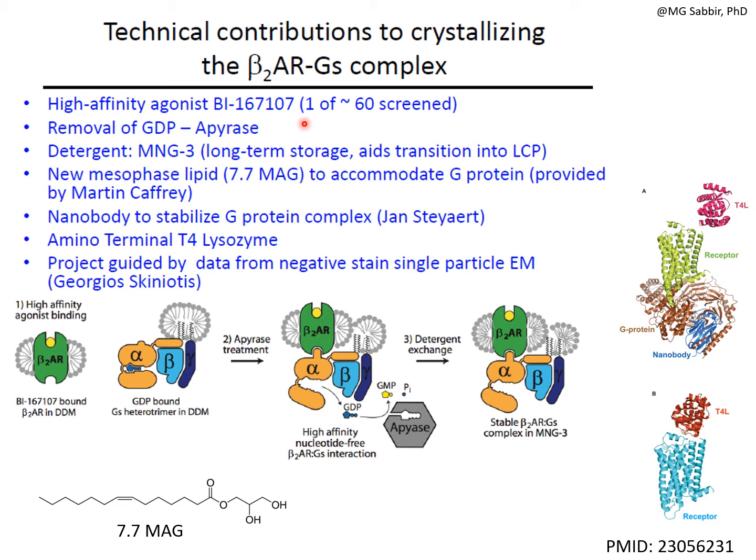during the crystallization process. So this group of researchers also used a new mesophasic lipid called 7.7 MAG to accommodate the G protein during the crystallization process. Now, the 7.7 MAG structure is provided here, which has a long hydrocarbon tail attached to a glycerol moiety.